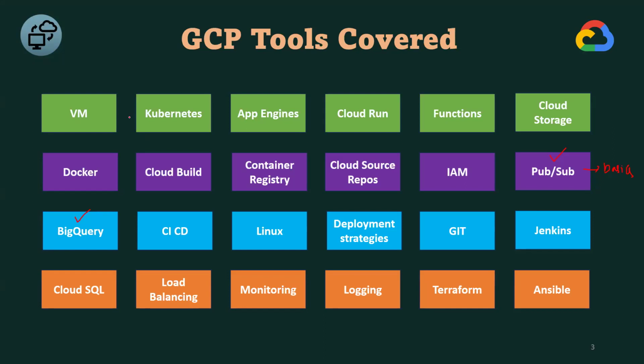Okay, so we are going to cover first the virtual machines, which you also call GCE, Google Compute Engine; Google Kubernetes Engine, GKE; Google App Engine, GAE; Google Cloud Run, Google Cloud Functions, Google Cloud Storage. And Docker Hub is covered. Cloud Build for CI/CD, Container Registry for storing the artifacts, Cloud Source Repositories is nothing but your repository like Git and GitHub, and IAM for access control.